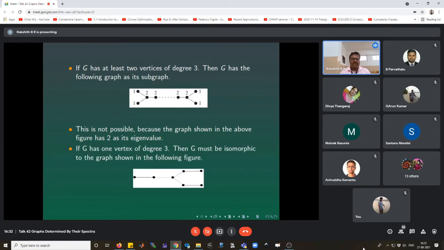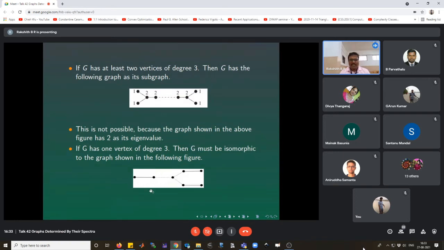So therefore, G must have exactly one vertex of degree 3. Now if G has one vertex of degree 3, then we can see that G has this graph as its subgraph. Okay? More precisely, G must look like this.